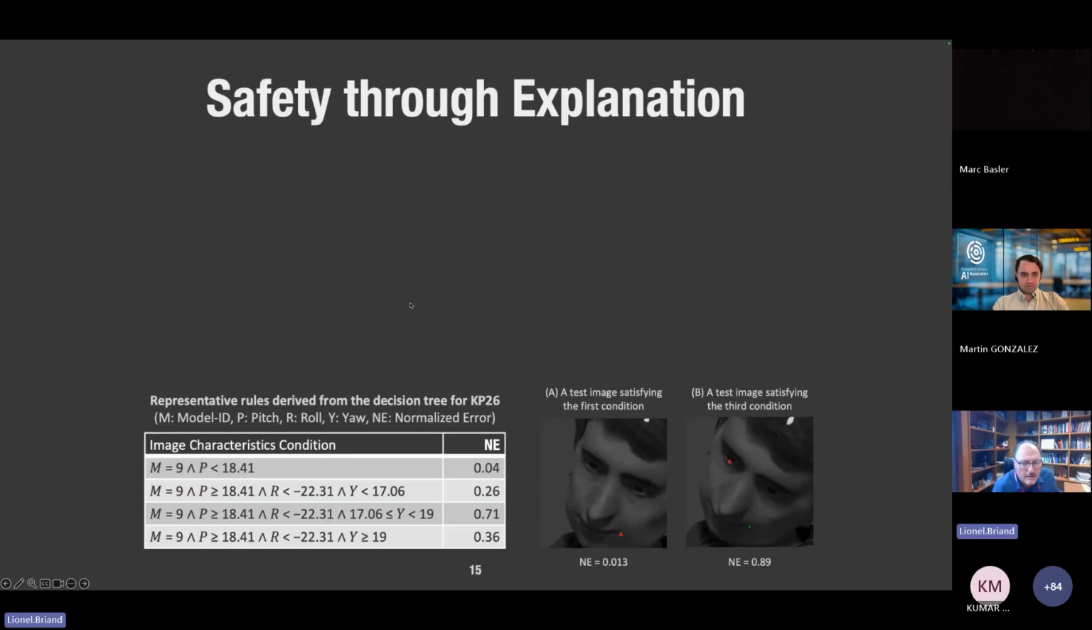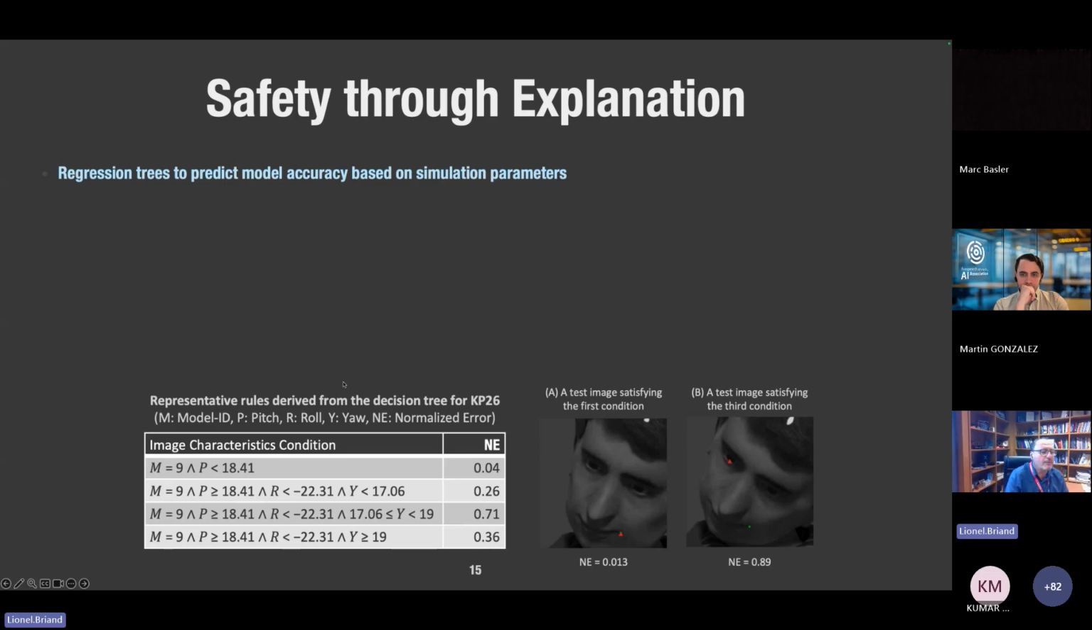And then, assuming we identify a high number of such critical test inputs, for example, in this case, we use a regression tree in order to derive, as you can see here on the slide, rules that, based on the simulator inputs, would predict whether or not we would have a low or high normalized error in the prediction of key points. So we try to identify conditions under which the model fails in terms of key point prediction.